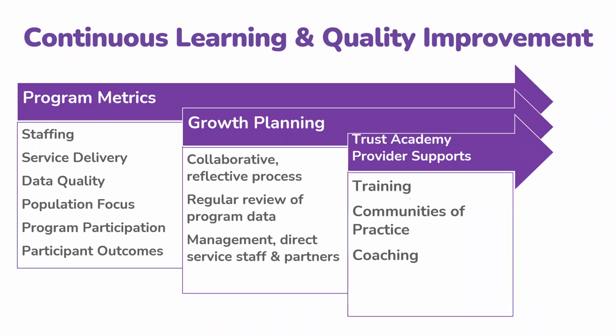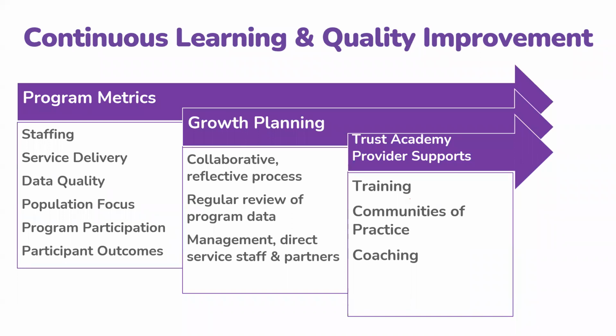So we do have, again, our continuous learning and quality improvement. And in this section, what you'll see and read is that the Trust is very much a learning organization. And likewise, we expect all of our funded programs to take on these ongoing practices on program operation, quality improvement, to ensure that they're providing the best services to those that they're serving. And in this section, you'll read about our continuous quality improvement framework and what that looks like, the different components that we look at in metrics, which include the ones that you see on the screen: staffing, service delivery, data quality, population focused program, participation, and participant outcomes, which we pretty much went through all those pieces.